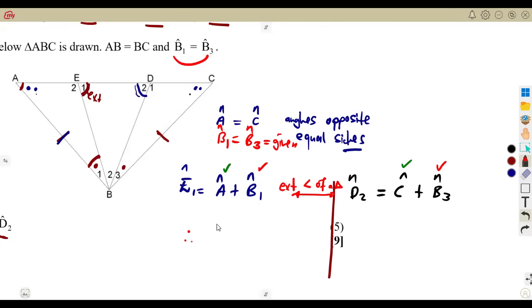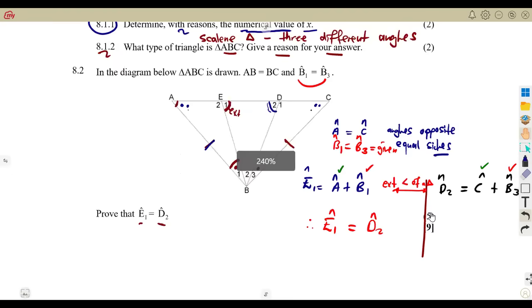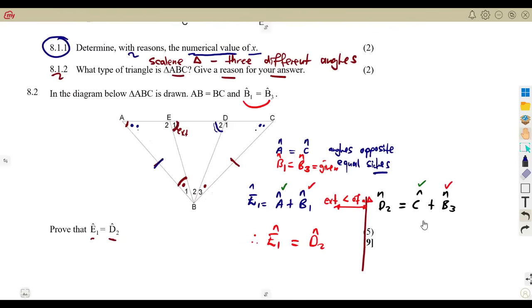So therefore, automatically we can say angle E1 is equal to angle D2. There is no way that these two are the same as what we have on the other two. If this is 40 and this is 60, this is also 40, this is also 60. 40 plus 60 is 100, 40 plus 60 is 100. There is no way that these two are equal and the other one is not. So we have proved this. These two are the same. So that is it, guys. For 5 marks, we can actually leave it like that.